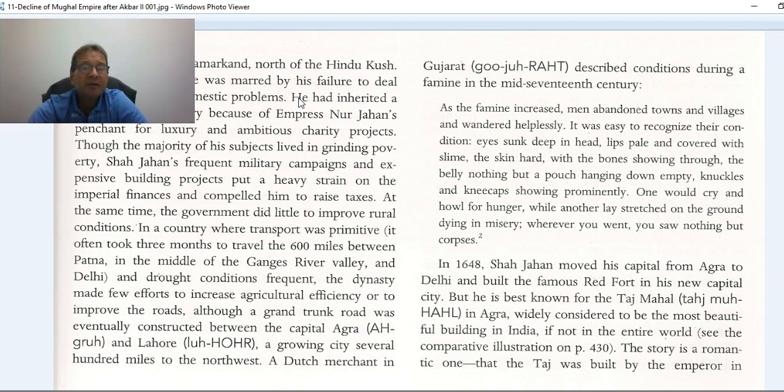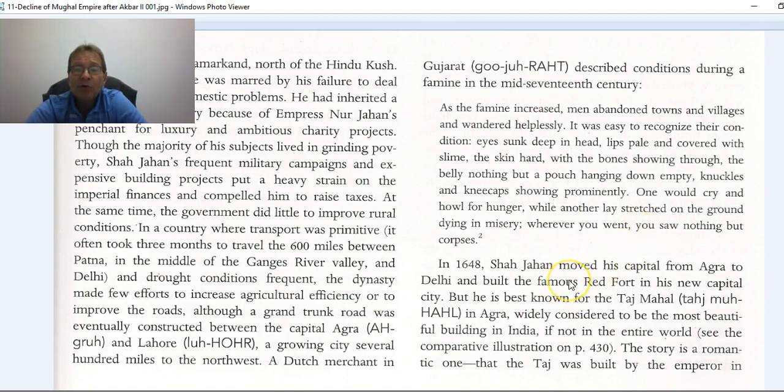The treasury is bankrupt because of Nur Jahan's penchant for luxury and ambitious charity projects. While most of the subjects are living in poverty, the court is living in luxury. And there are primitive conditions, and that's a problem in India to this day. It's hard to travel within the country. And eventually this famine sets in, and men abandon the towns and villages and they wander.